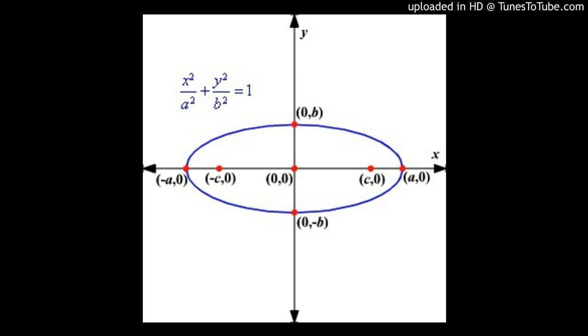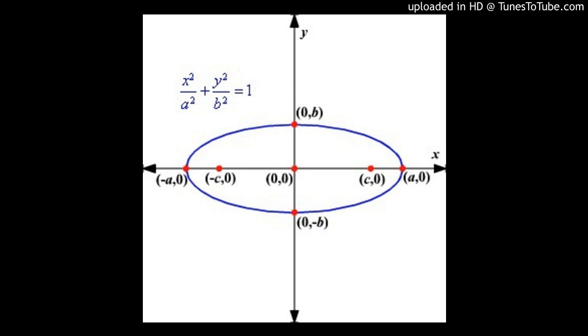Major axis x is equal to 0. Minor axis y is equal to 0. Length of major axis 2b, length of minor axis 2a. Equation of directrices y is equal to plus or minus b upon e. Then extremities of latera recta are plus or minus a square upon b comma be, plus or minus a square upon b comma minus be. Length of latus rectum 2a square upon b. Distance between foci 2be and distance between directrices 2b upon e.